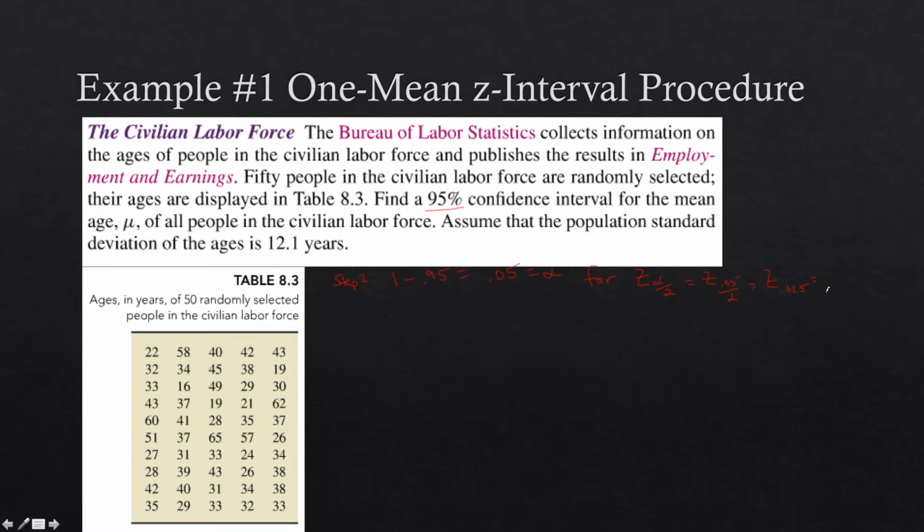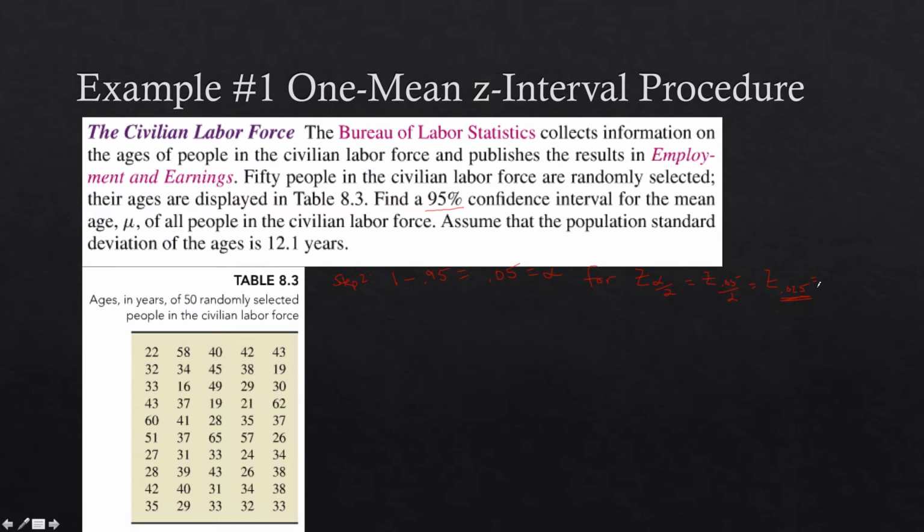Now, it's been a while since we've done these, so how many of you really realize what we're doing here with this? Well, remember what this right here stands for. This is the area of the normal curve to the right of the z-score. So what z-score has an area to its right of 0.025?